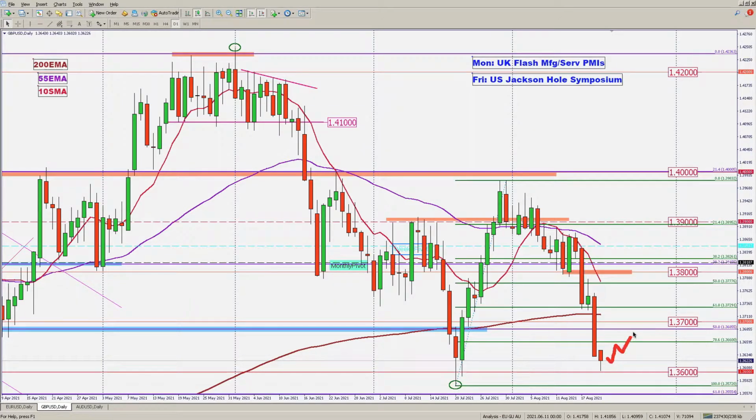So there could be a retest of this zone perhaps. And there could be consolidation next week. It's not necessarily going to fall next week. So we'll see if this support area holds.